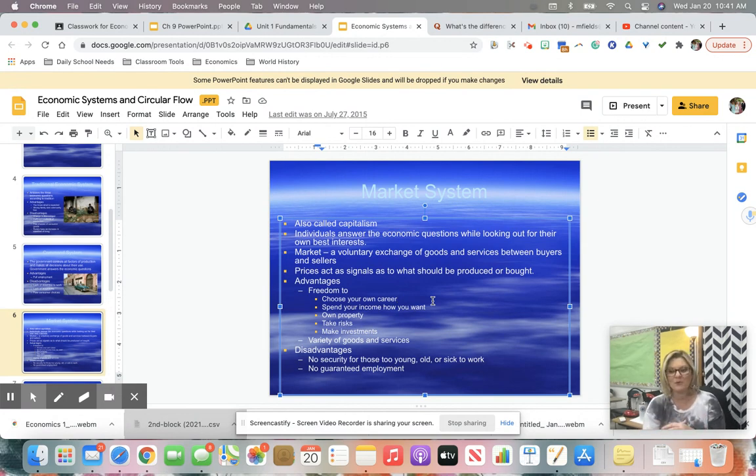And there's no guaranteed employment. Businesses can fail. People can lose their jobs easily.